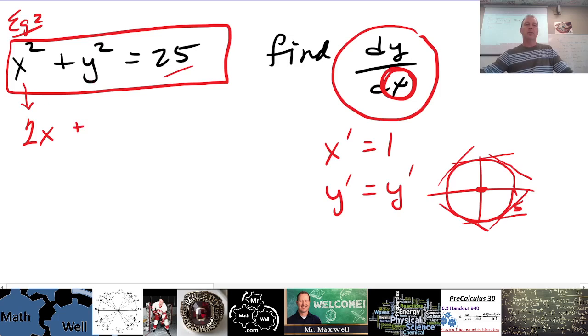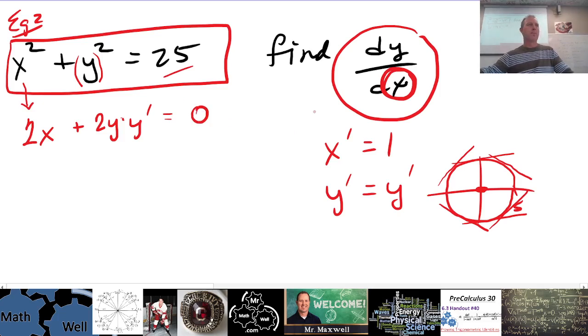Plus the derivative of this term. Now, what you have to envision is that y is not the preferred variable, it is an alien function. So we'll do the chain rule: 2y times the derivative of y. What's the derivative of y with respect to x? Well, that's just y prime, or dy/dx. And the derivative of 25, which is a constant, is what? 0.